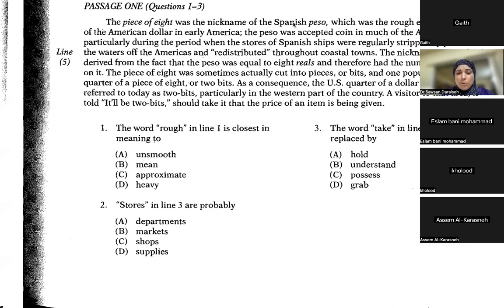Zorro. Have you ever heard of Zorro? Yes, Zorro, yes. Of course, Robin Hood. Have you ever heard of Robin Hood? Yes. It's the equivalent of Zorro. Yes, exactly.